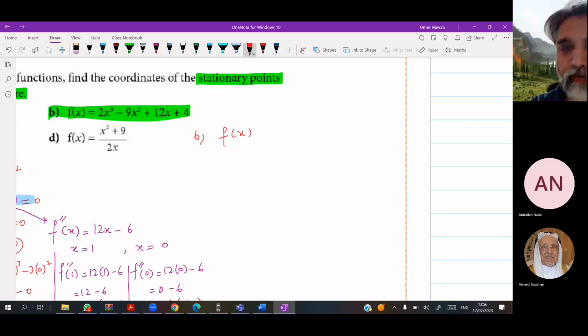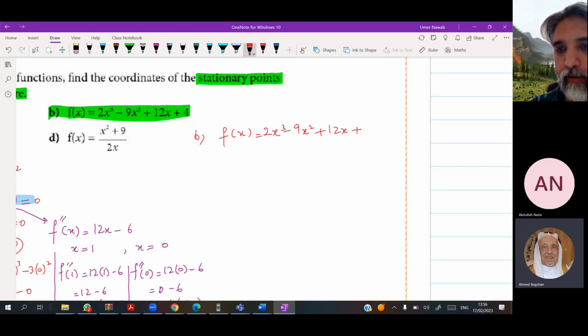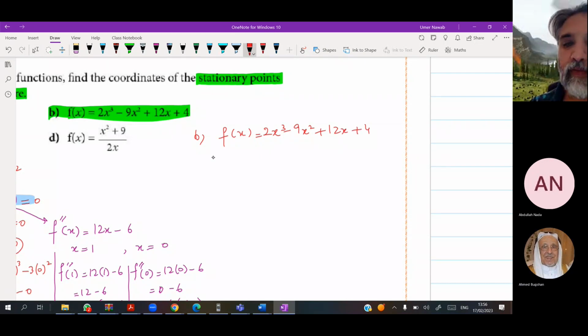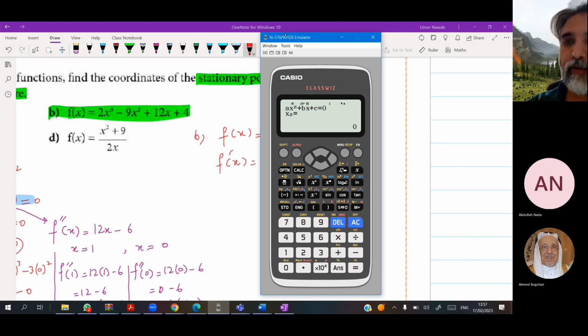f of x equals 2x cubed... 12x plus 4. You get the first derivative to find the stationary point. So 6x squared minus 18x plus 12. Once you find the derivative to get the stationary points, we put the first derivative equal to 0. So we open our calculators.